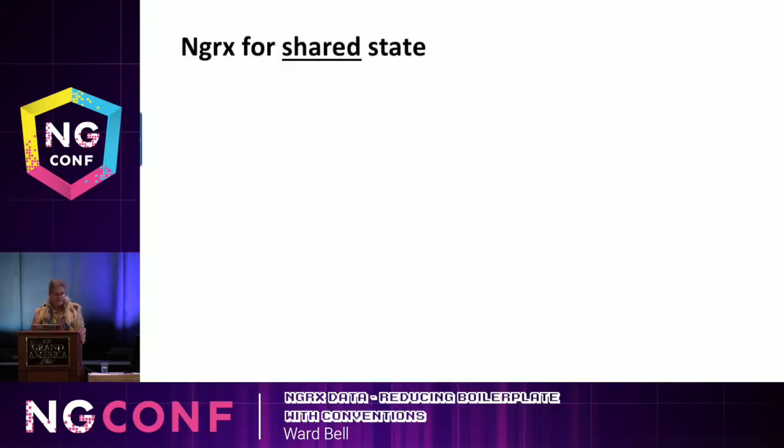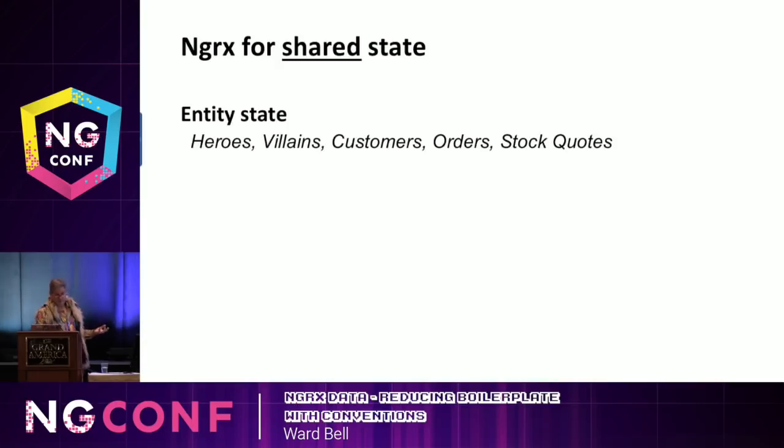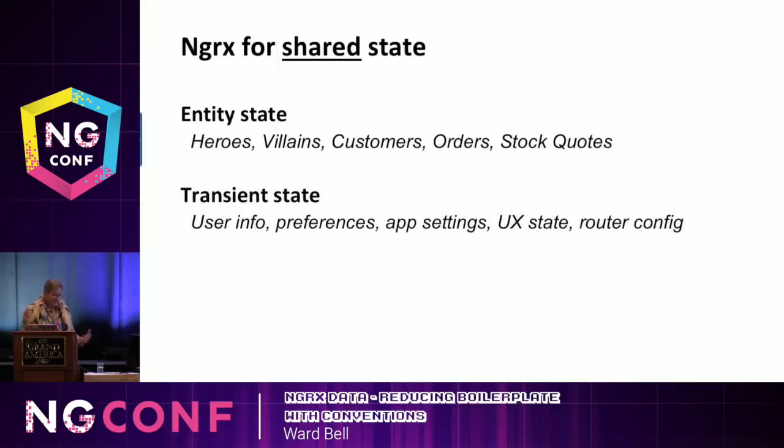Now, as you've learned through the Sherry principle, NgRx is really for shared state, and there's various kinds of shared state. There's entity state, those heroes and villains, and the customers and orders and products that you're used to saving. And then there's transient state, which is the user info, the preferences, and these are all the kinds of things that you would use NgRx data to manage. And then there's this local component state, which you do not put in NgRx, so we're in total alignment about that, all right?